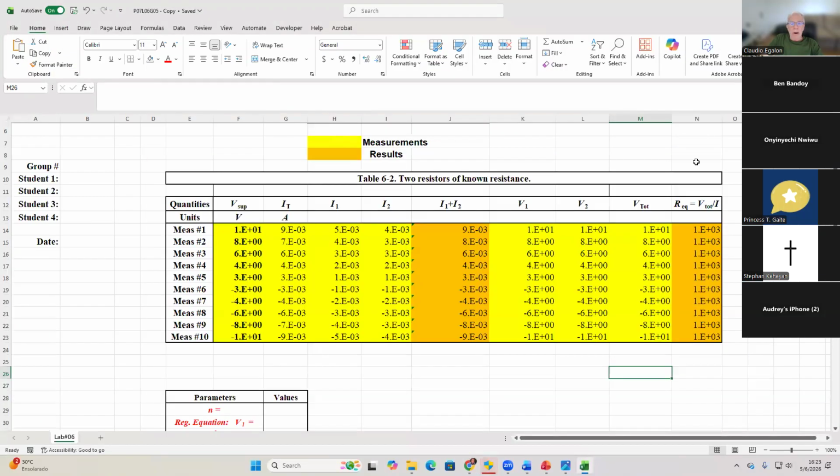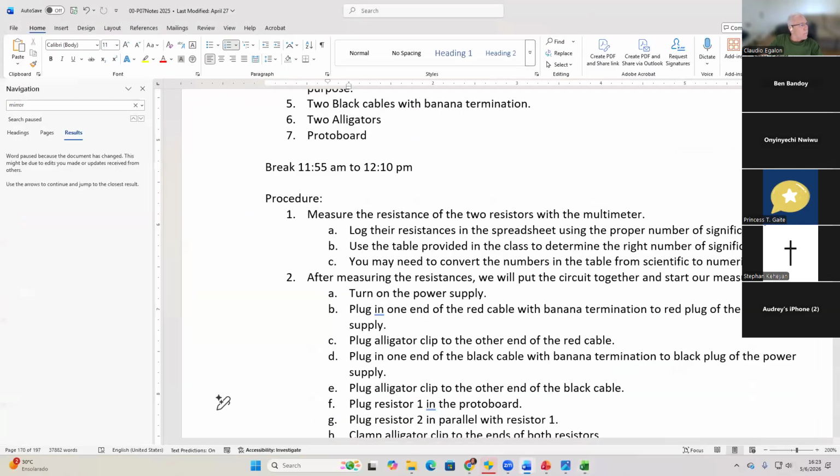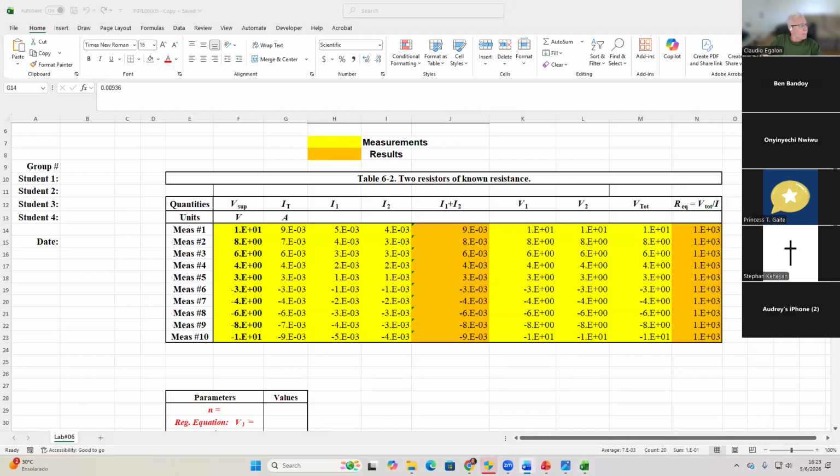And now I want you to do the following. Plot V1 versus I total. Start with that. I'm going to copy and paste the procedure. Okay.